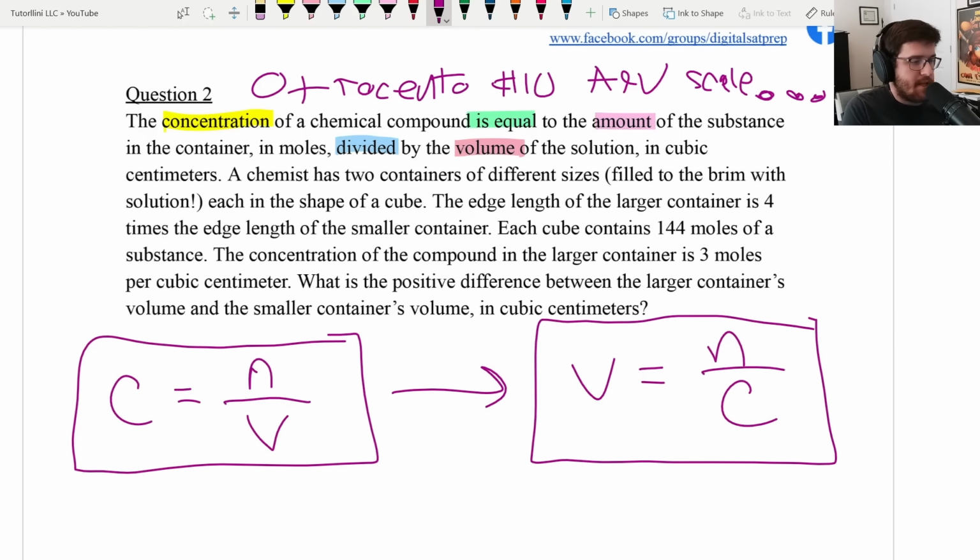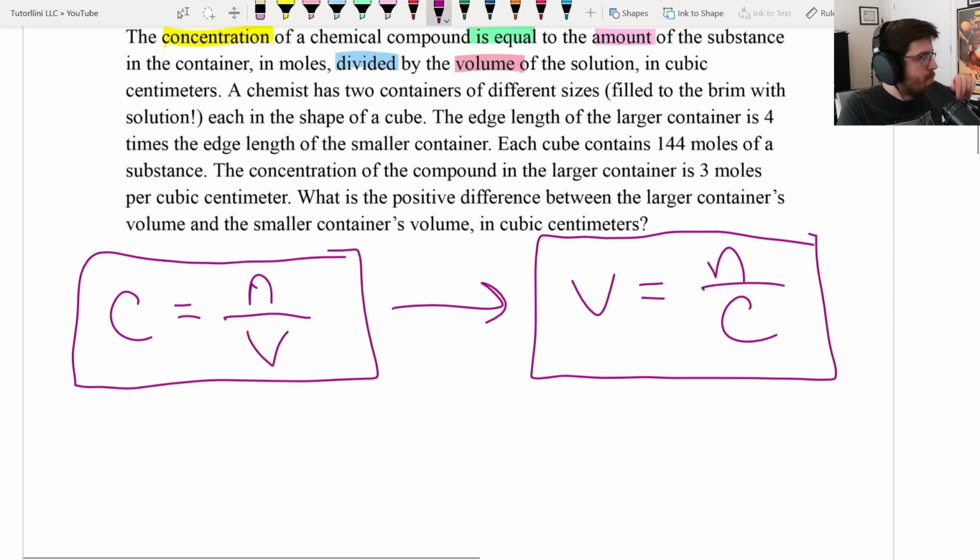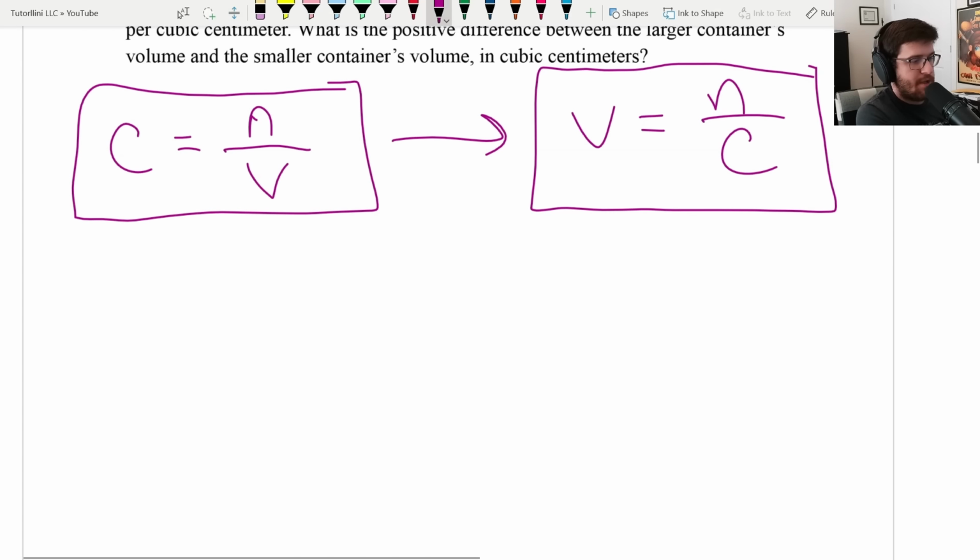Okay, let's draw. It says we've got two containers, each in the shape of a cube. You should know from watching my Ottocento video that cubes are always similar. They are one of the pairs of shapes that are always similar, that show up pretty frequently on the SAT. Shapes like cubes and spheres are always similar to each other because they always have the same shape. So I'm going to draw 2 cubes.